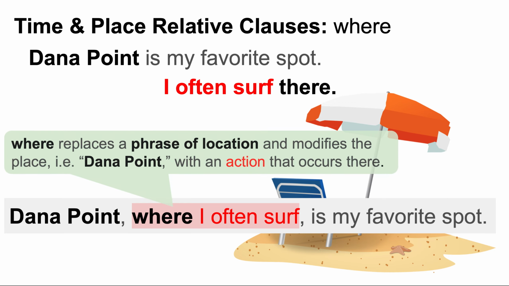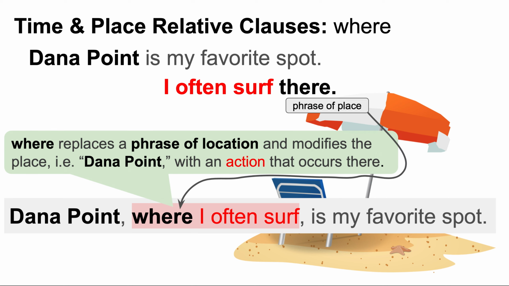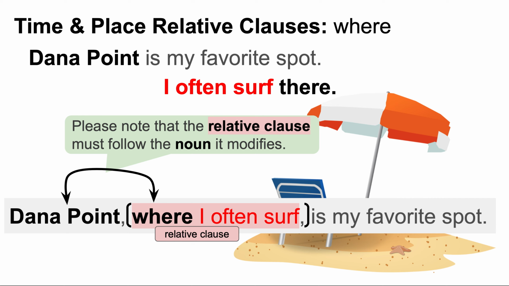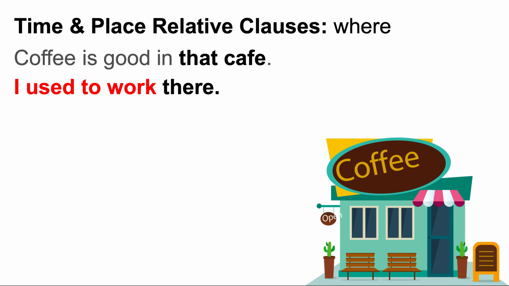As you can see, where replaces a phrase of location, that is, there, and modifies the place, that is, Dana Point, with an action, that is, I often surf there. And so we have the relative clause, where I often surf. Please note that the relative clause, where I often surf, must follow the noun, Dana Point. Let's look at another example.